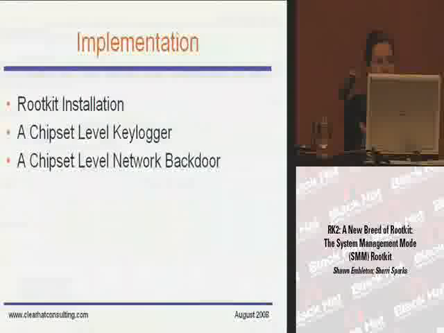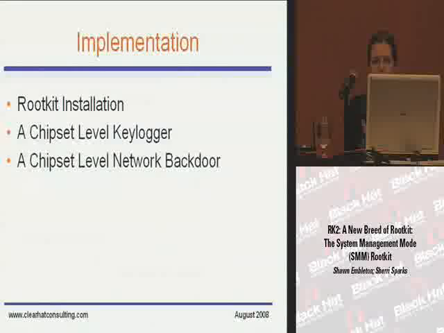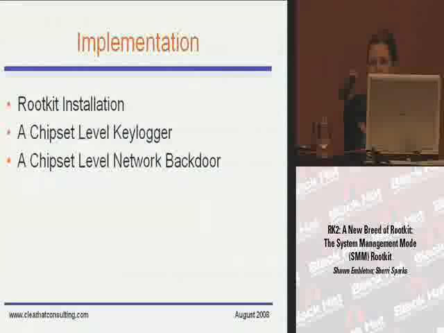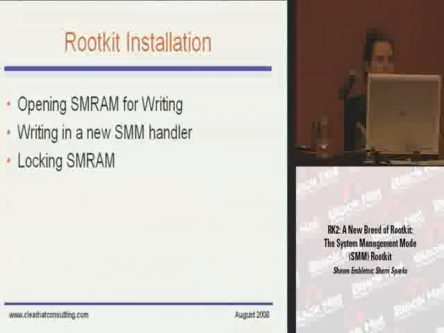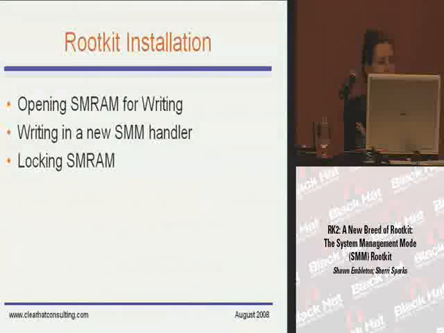So we break our implementation down into 3 subsections. The first one being how do we get the rootkit in there, the installation. Then we talk about how we implement a keylogger at the chipset level without having to make any changes to the interrupt descriptor table to intercept interrupts. And then talk about how we integrated our deeper door code into our SMM rootkit. So installing a rootkit essentially consists of 3 steps: opening SMRAM, writing in the new handler, and then finally locking SMRAM.